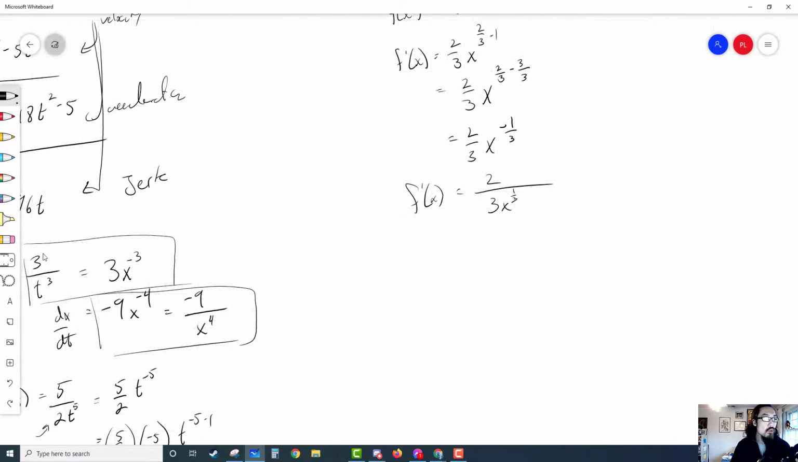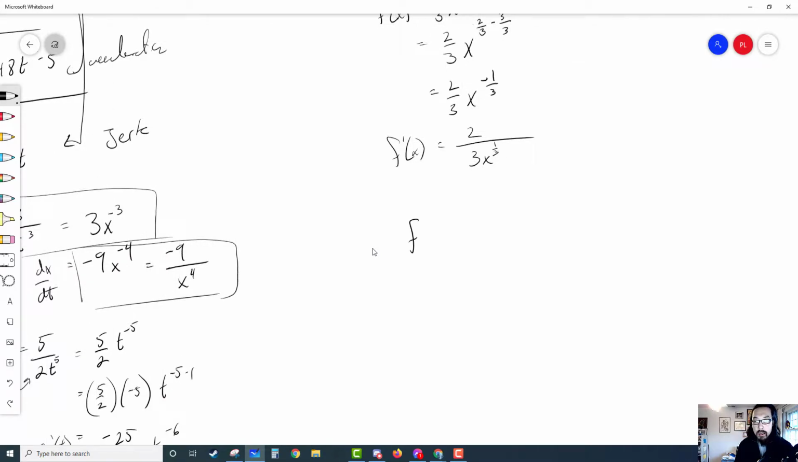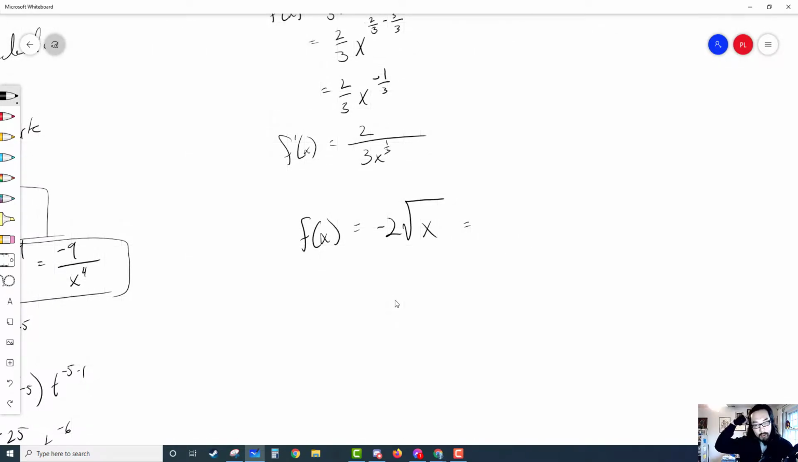Okay, moving on. What if you see something like this? f of x is equal to negative 2 times the root of x. If you see something like this, my suggestion is to rewrite it, because we know the square root of x is the same as saying x to the 1/2. And then you can derive it. So we get f prime of x, negative 2 times 1/2 x to the 1/2 minus 1. So we get negative 2 times 1/2, which just gives us negative 1 x.